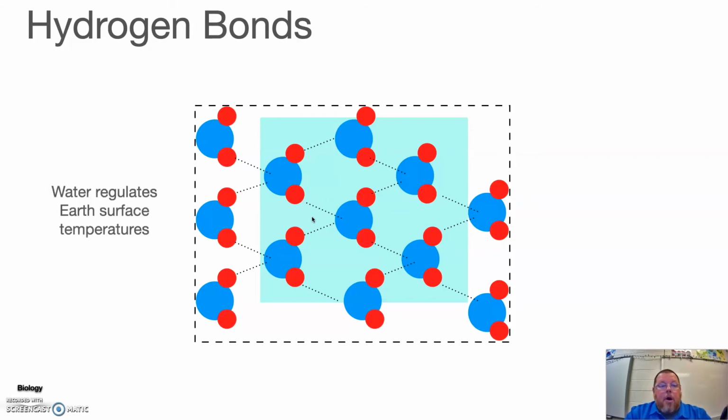Okay, so water is also going to be good at regulating Earth's surface temperatures. It's going to carry heat around the globe. Think about the ocean currents. And this is also due to the fact that water has high specific heat. It takes a lot of energy to heat water up. You probably noticed this whenever you've tried to boil water to make mac and cheese or something like that.